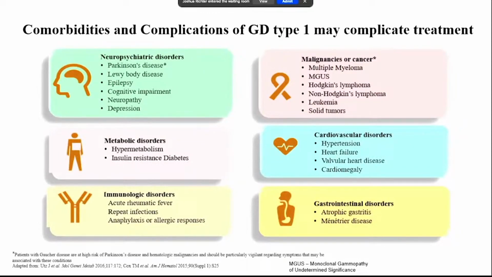There are a lot of comorbidities and complications of Gaucher disease type 1 that may complicate treatment. They might develop neuropsychiatric disorders, mainly Parkinson's disease. They are liable to develop different kinds of malignancies, metabolic disorders like insulin-resistant diabetes, cardiovascular problems, and immunological and gastrointestinal disorders as well. So you have to be very careful, keep your eyes closely on the patient's clinical manifestations and refer him to the proper subspecialties.